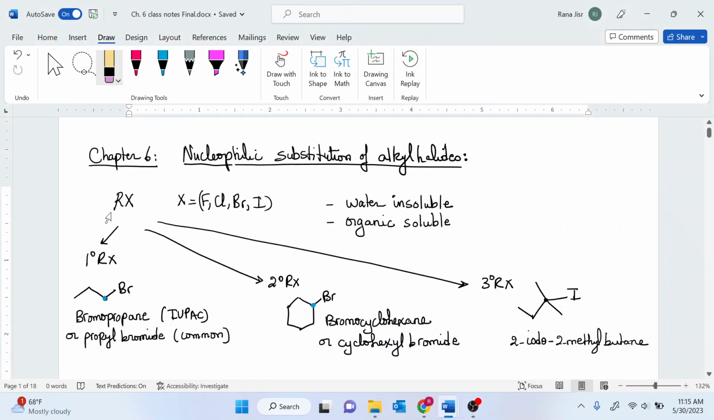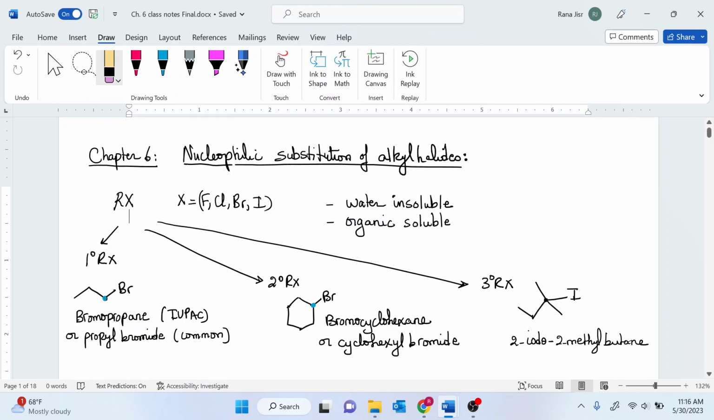In this chapter, we will talk about alkyl halides, an important functional group in organic, and one of the reactions that the alkyl halide undergoes, which is the nucleophilic substitution reaction. Alkyl halides are water insoluble organics, meaning that they are not water soluble, no matter how many carbons they are attached to. They are only soluble in organic solvents.